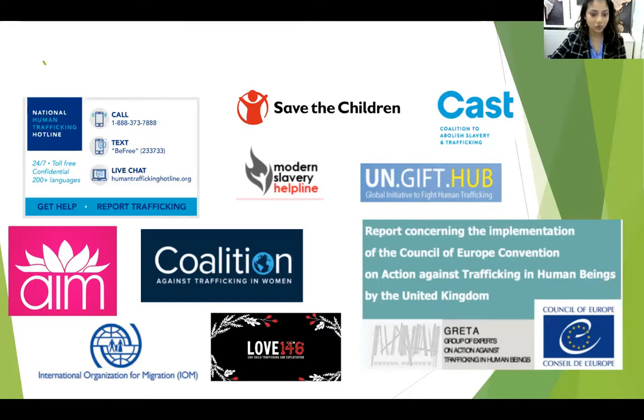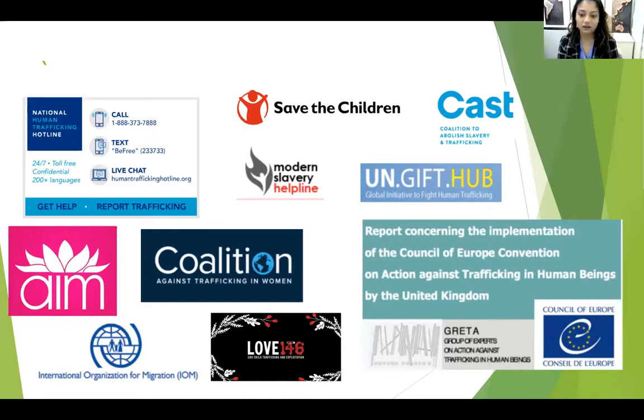Love 146, Coalition, COAST, and AIM are all international non-governmental organizations that help with trafficking. AIM stands for Agape International Missions, and it was founded in Cambodia. It's used to provide humanitarian aid and to end sexual slavery in Cambodia. According to UNICEF, more than 1 million children are being forced into the sexual trade, and many of them come from Cambodia. In 2006, AIM also opened a safe haven for rescued girls to heal. Love 146 is focused on ending child trafficking, and so is Save the Children.